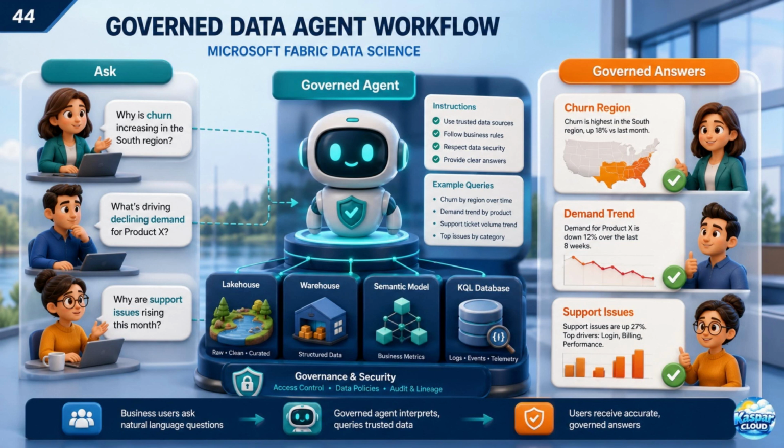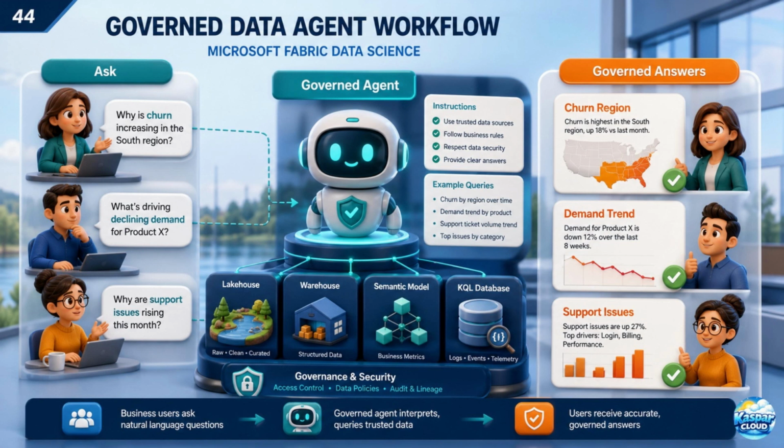A company can configure a Fabric data agent over a lakehouse, warehouse, semantic model, and KQL database. The agent can be provided with instructions, example queries, business context, and a published description. Users can then ask questions such as which region has the highest predicted churn, which product category has declining demand, or which support issue is increasing the fastest.